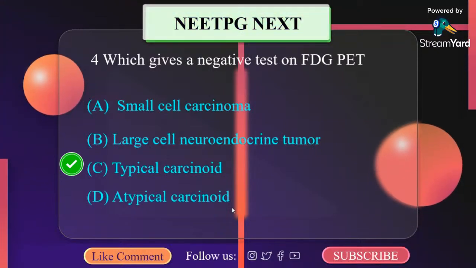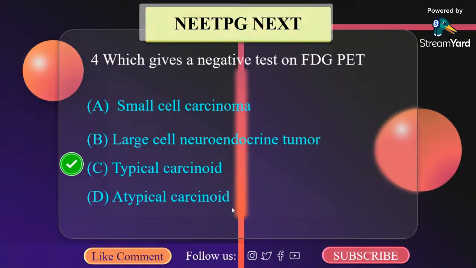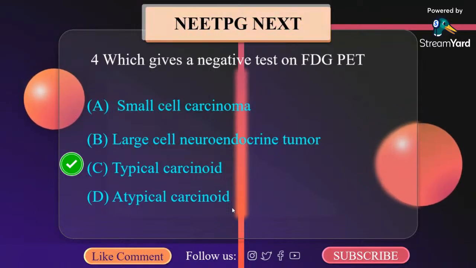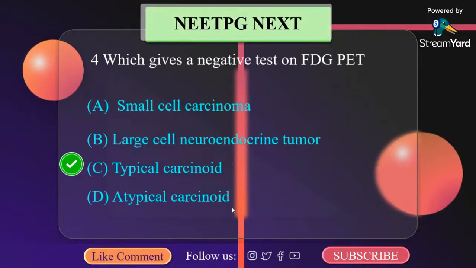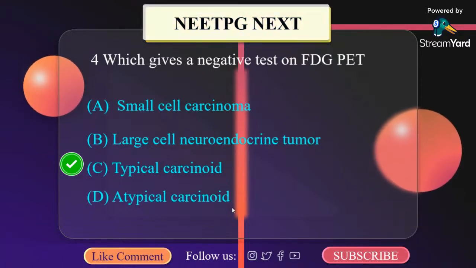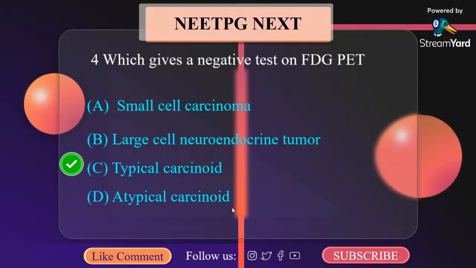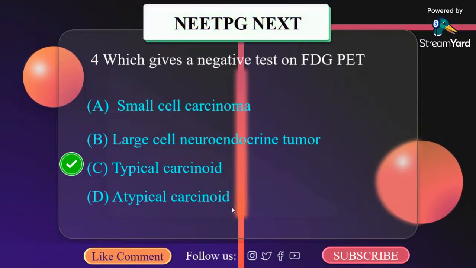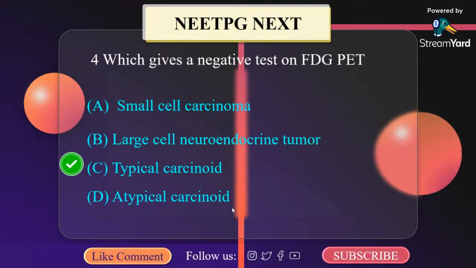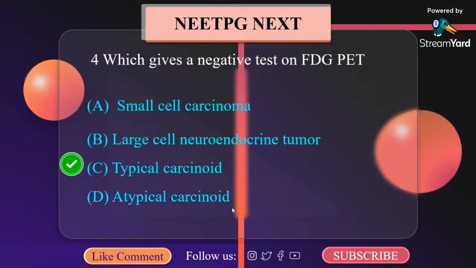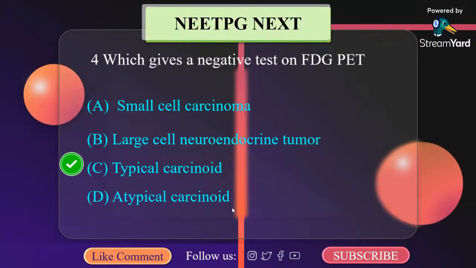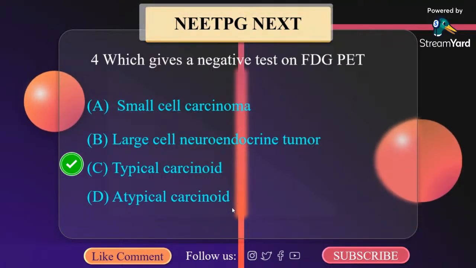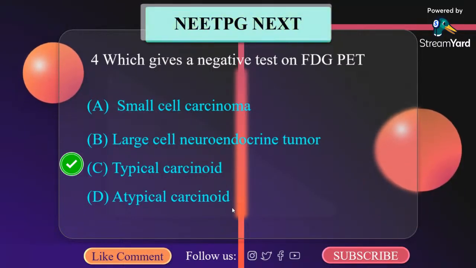The FDG PET in carcinoids: bronchial carcinoids comprise 22% of all lung malignancies. They are a part of the spectrum of pulmonary neuroendocrine tumors of increasing malignant potential, ranging from low-grade typical carcinoid through intermediate grade atypical carcinoid to the more malignant small cell neuroendocrine tumor. So the correct answer here is C, typical carcinoid.